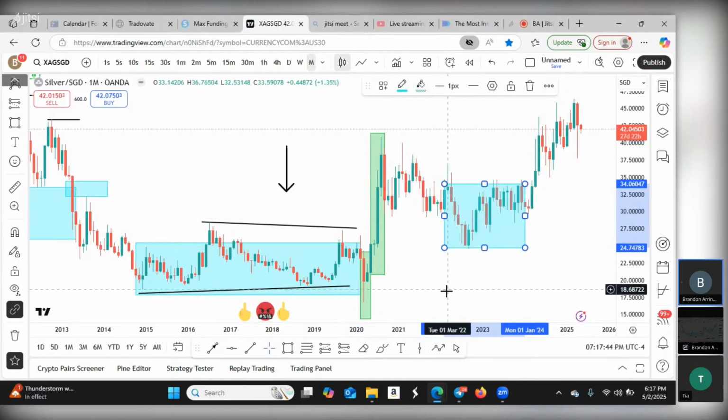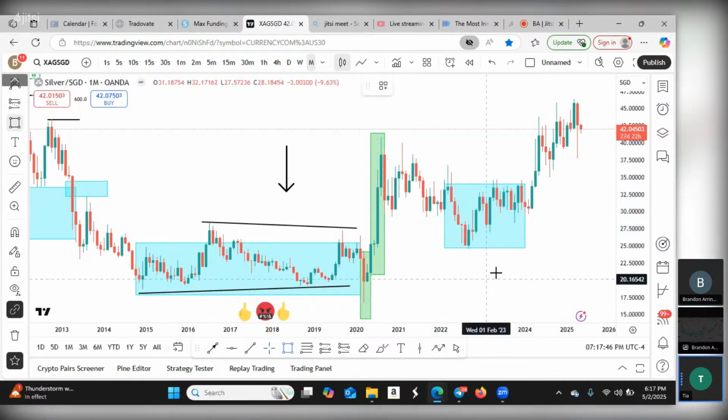So how do you know how far to draw your accumulation box? Do you draw it all the way across the chart, or do you do it with the price action that's in the present? It just depends on how that accumulation looks.